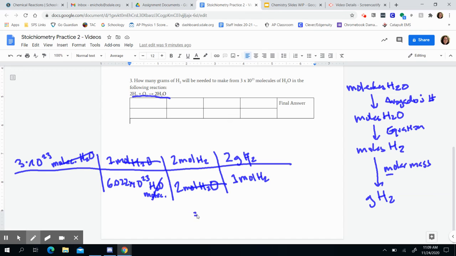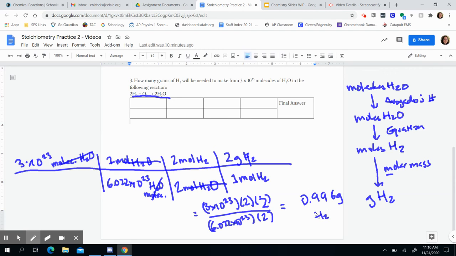So if I was going to plug this into the calculator, I would do 3 times 10 to the 23rd times 2 times 2 divided by 6.022 times 10 to the 23rd times 2. And that's going to give me a final answer of 0.996 grams of hydrogen gas. So, it's not liking this.